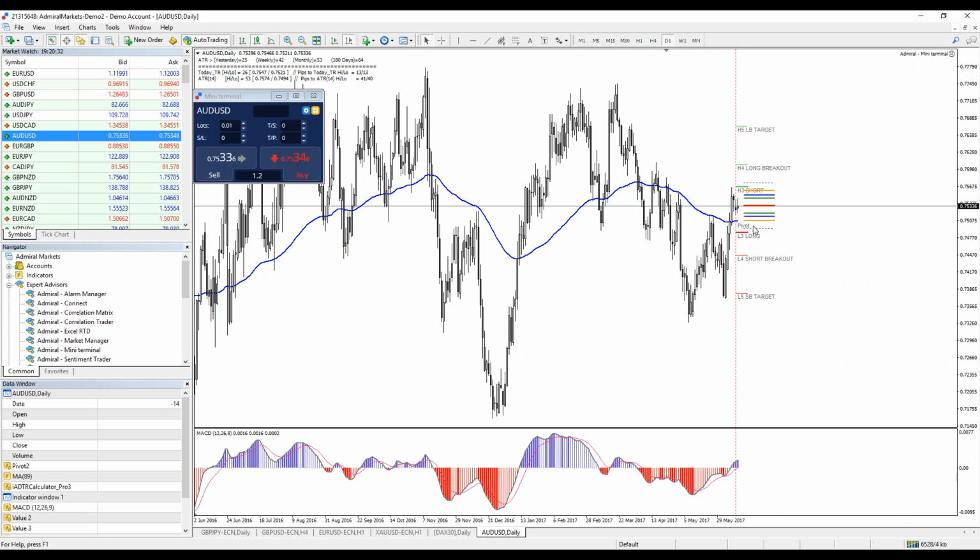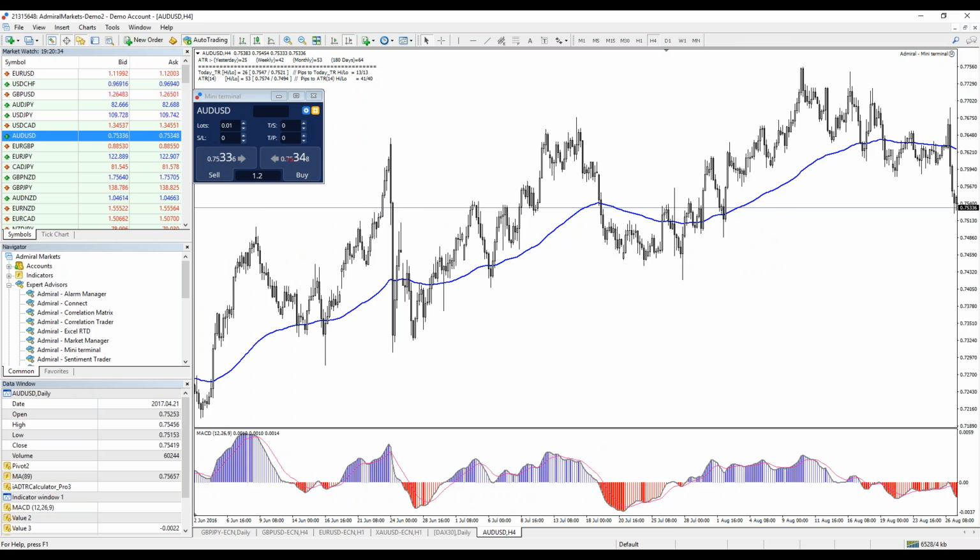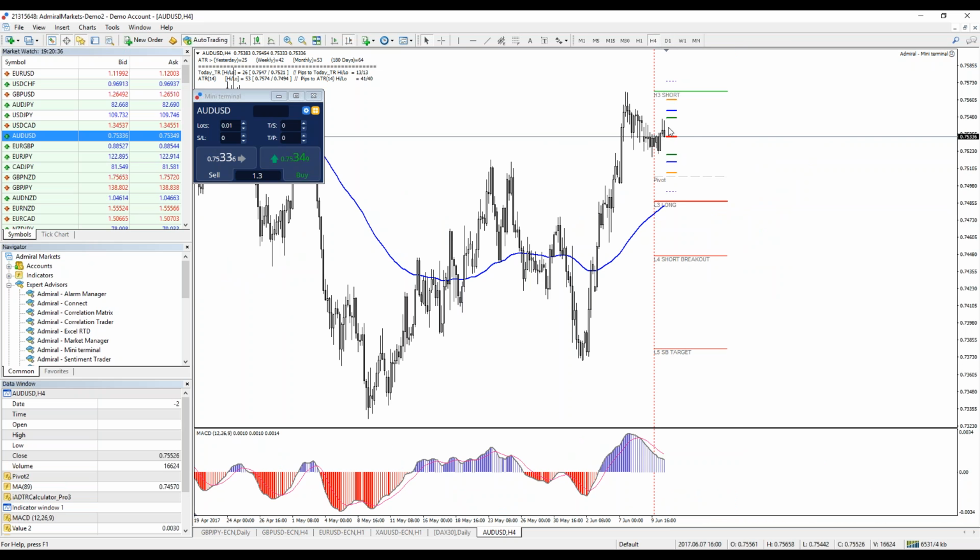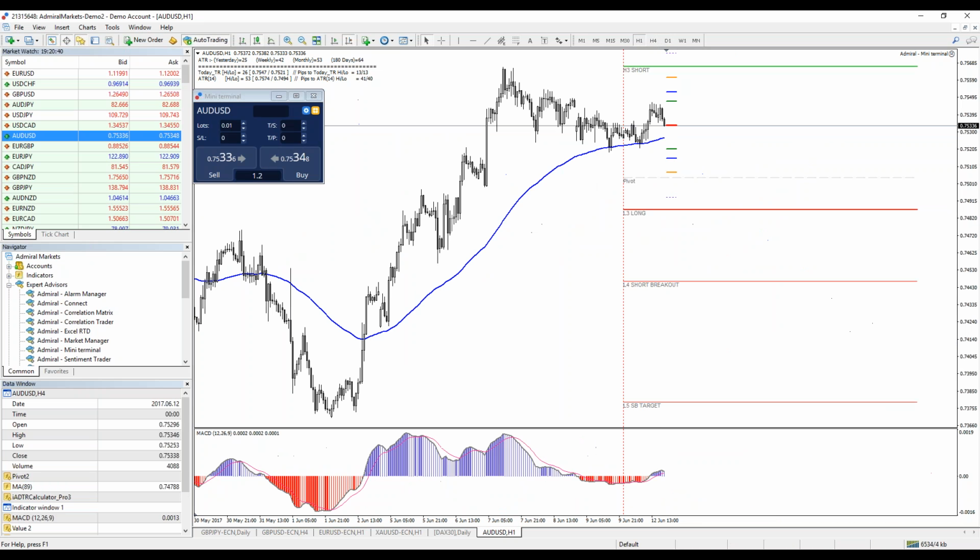Prices, you see, up, down, up, down, up, down. Here also some sort of a range. It looks like uptrend, but look at this, 50 pips of ATR. This is very range. Volatility is very, very low.